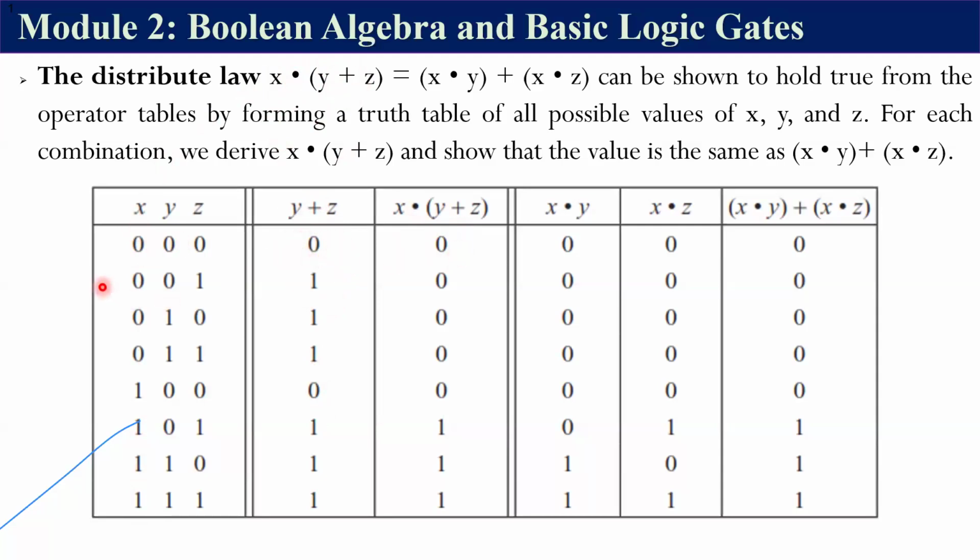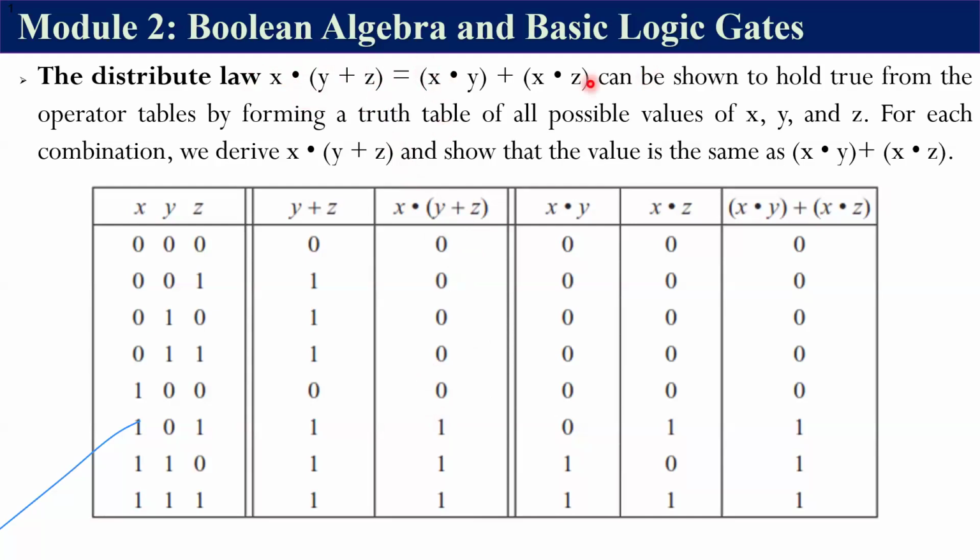0 and 0 gives 0. 0 and 1, 0. 0 and 1, 0. 1 and 0, 0. 1 and 1, 1. So we have gotten this whole left side of this expression up to this point.